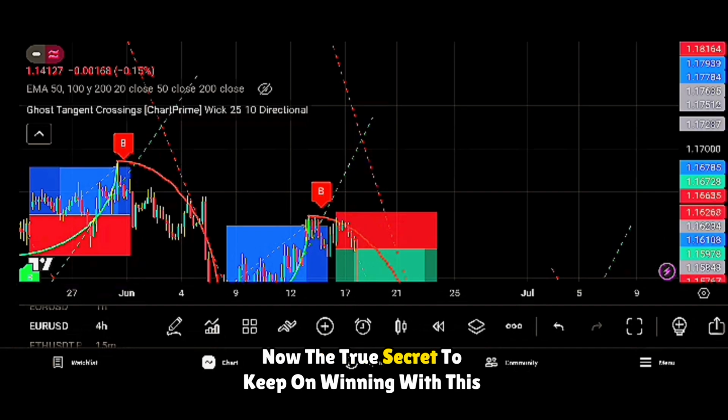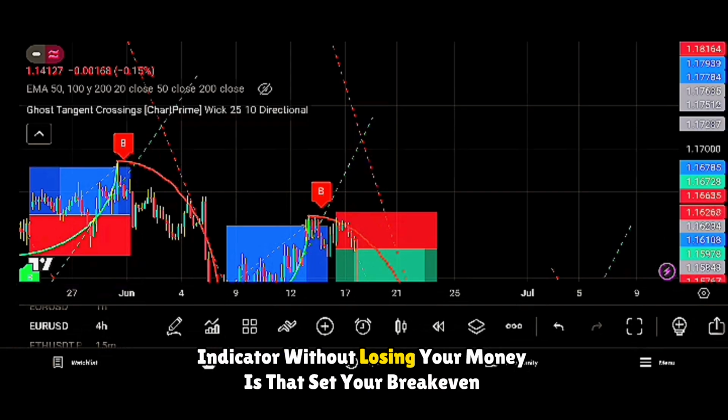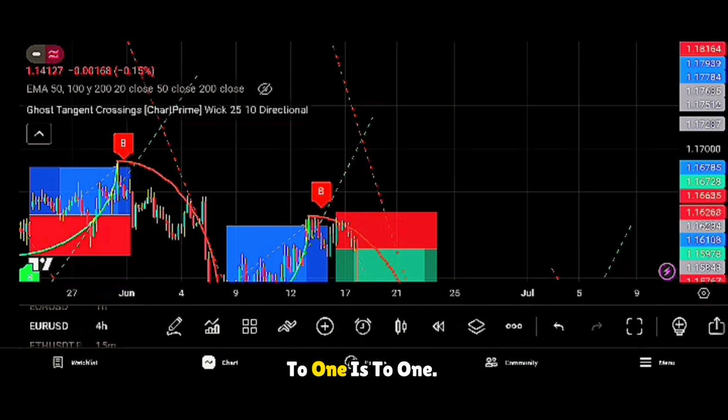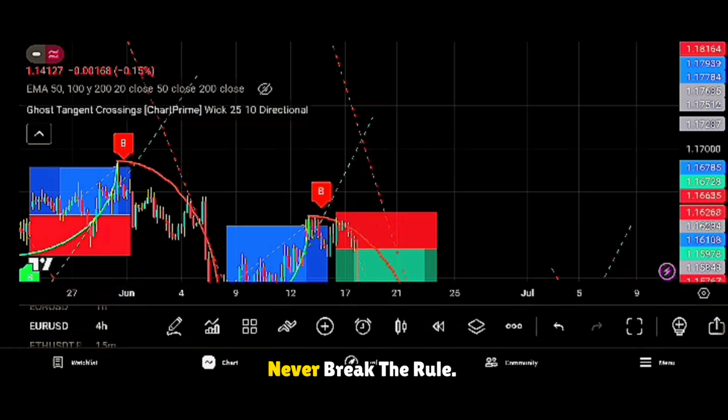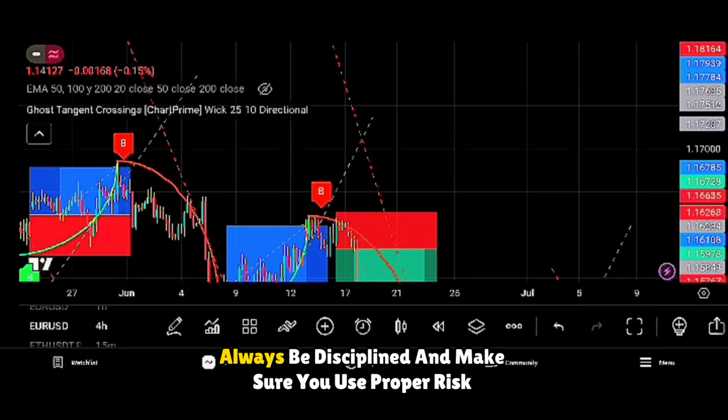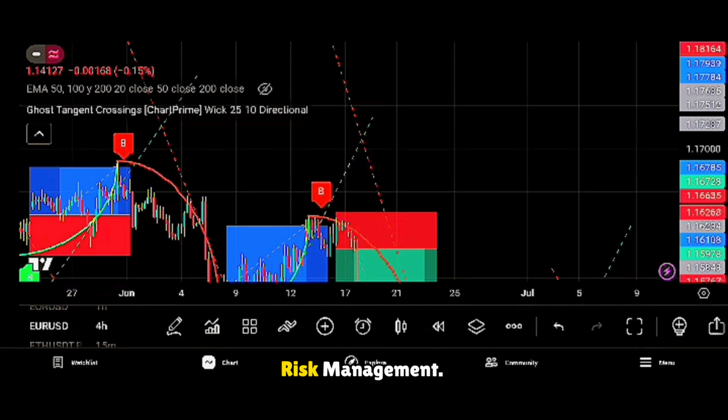Now, the true secret to keep on winning with this indicator without losing your money is that you set your break even to 1:1, set your take profit to 1:3, and never break the rule. Always be disciplined and make sure you use proper risk management.